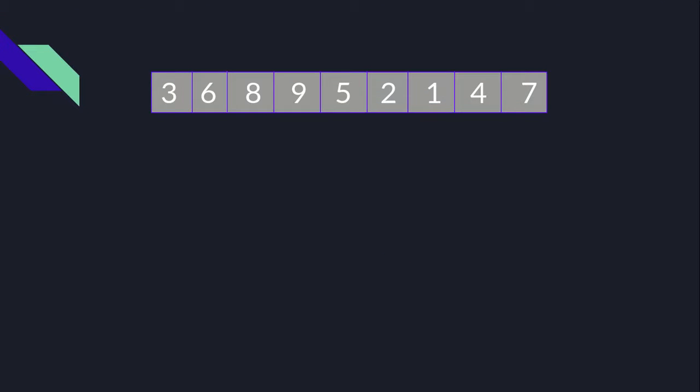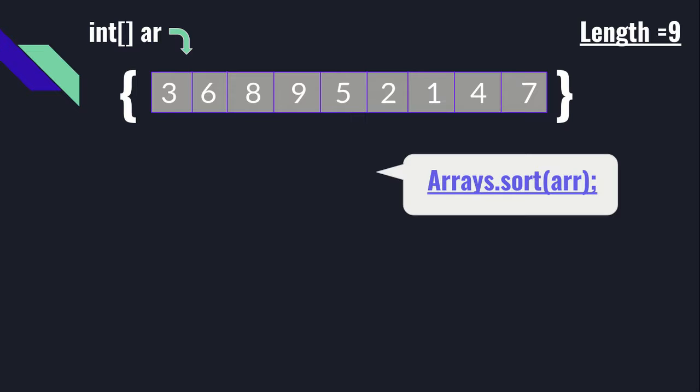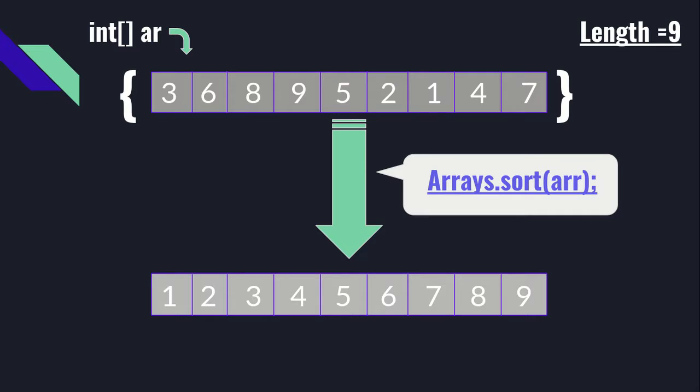Here we have an array of numbers in integer form. We will store it in an int array. As you can see, the length is 9. Now we have to search for a particular number in this array. For that we need to sort it in ascending order. For that we will use the sort method of the Arrays class. Now it will look like this.